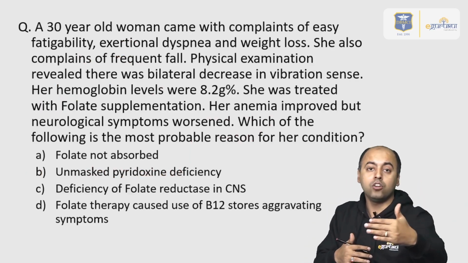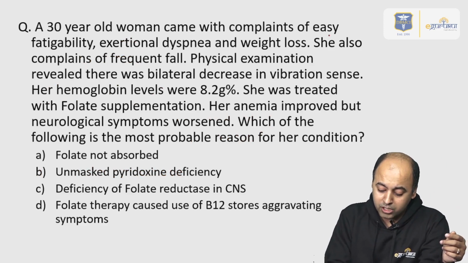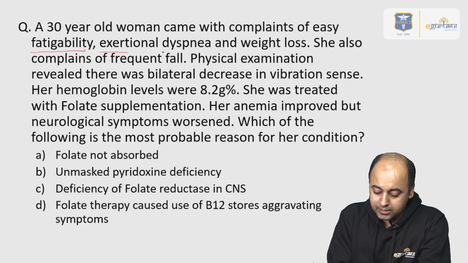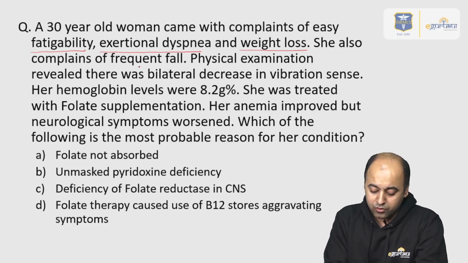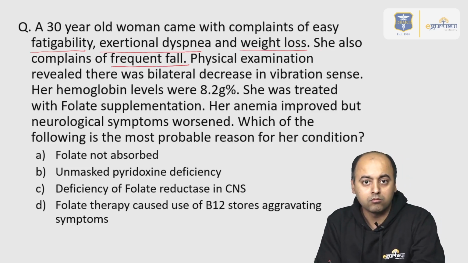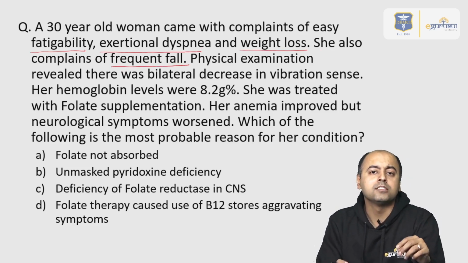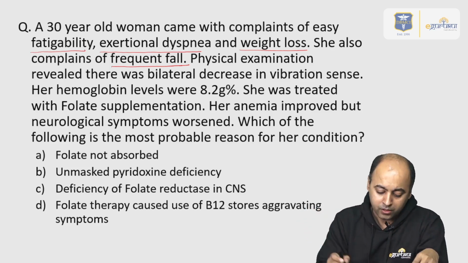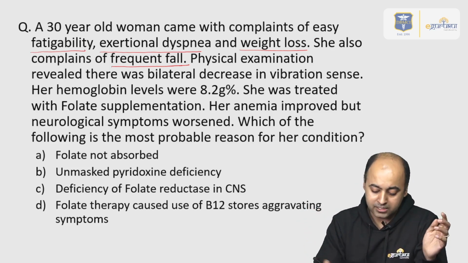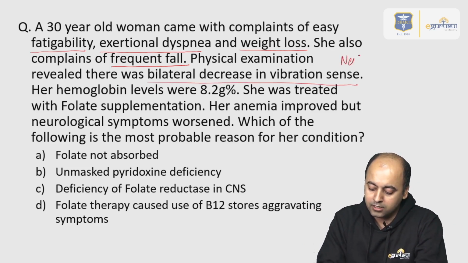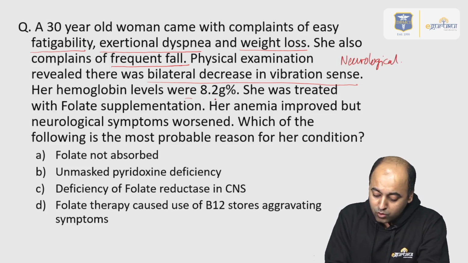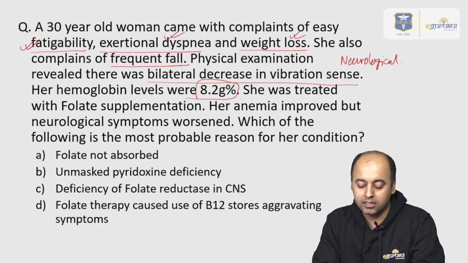Now you can see a very long clinical question. A 30-year-old woman comes with complaint of easy fatigability, exertional dyspnea and weight loss. She also complains of frequent falls. Frequent falls are commonly due to some sort of neurological deficit. The easy fatigability can have multiple causes. Let's see. Physical examination revealed bilateral decrease in vibration sense. Again, we are looking at some sort of neurological deficit. Hemoglobin level was 8.2. So anemia can explain the fatigability, the exertional dyspnea and the weight loss.